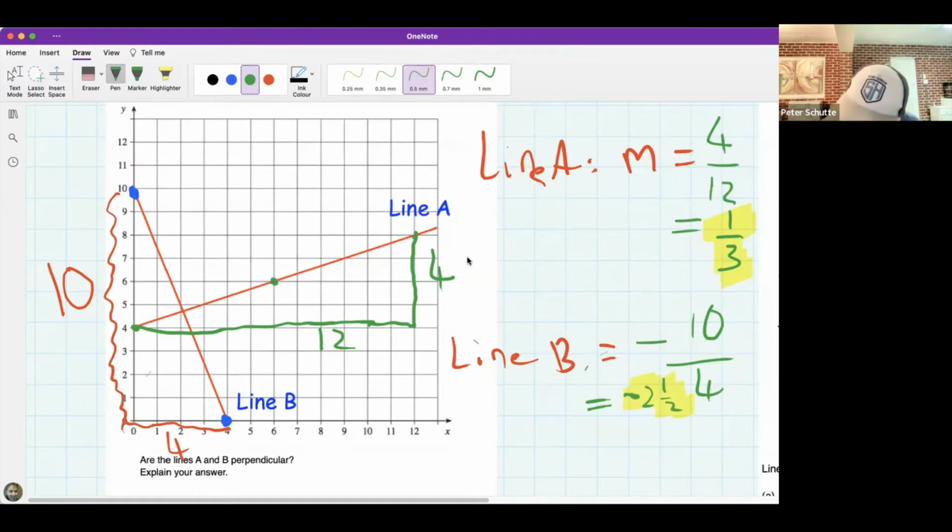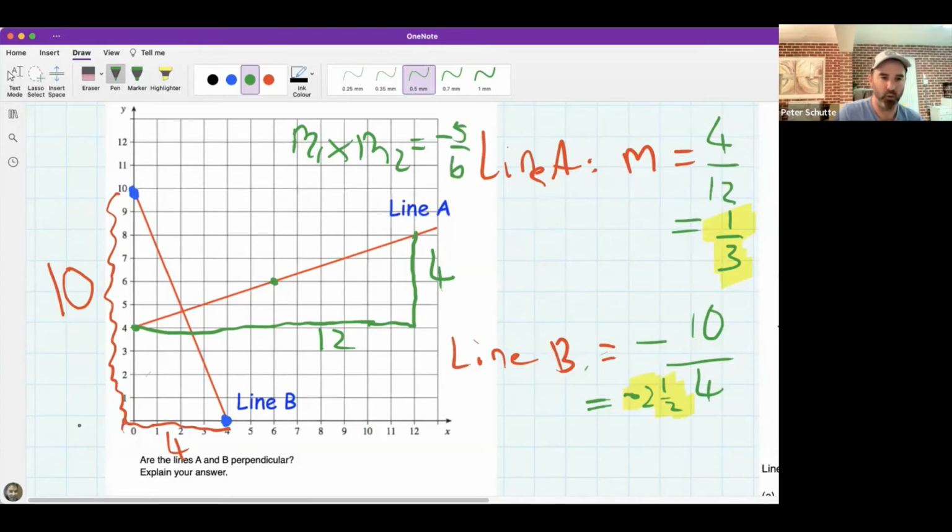I'll even do it on my calculator. Minus 2.5 times 1 over 3. And what I get is, yeah, if you multiply them together, you get -5 over 6. Basically, M1 times M2 gives about -5 over 6.